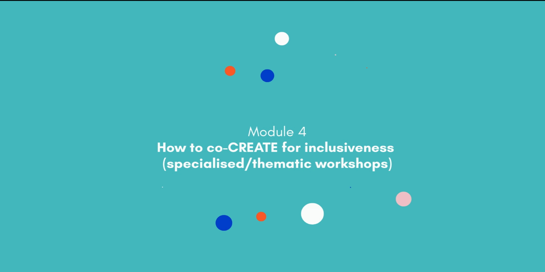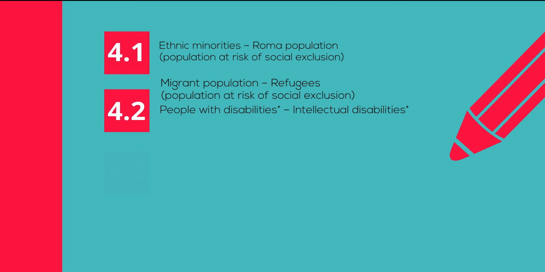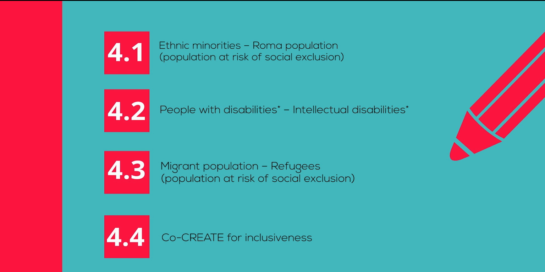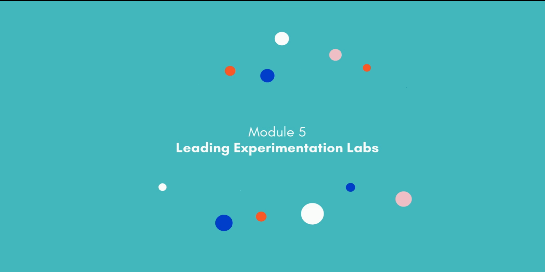Module 4. How to co-create for inclusiveness, specialized and thematic workshops, ethnic minorities, Roma population, population at risk of social exclusion, people with disabilities or intellectual disabilities, migrant population, refugees, population at risk of social exclusion. Co-create for inclusiveness.